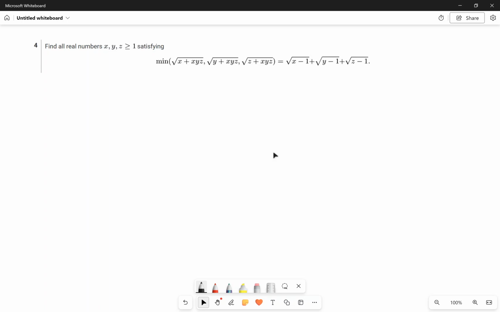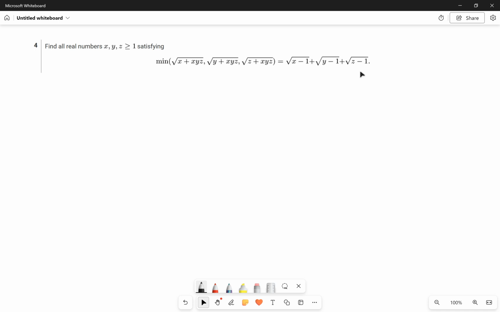Find all real numbers x, y, z greater than or equal to 1, satisfying that the minimum of the square roots of x plus xyz, y plus xyz, and z plus xyz is equal to the square root of x minus 1 plus the square root of y minus 1 plus the square root of z minus 1.